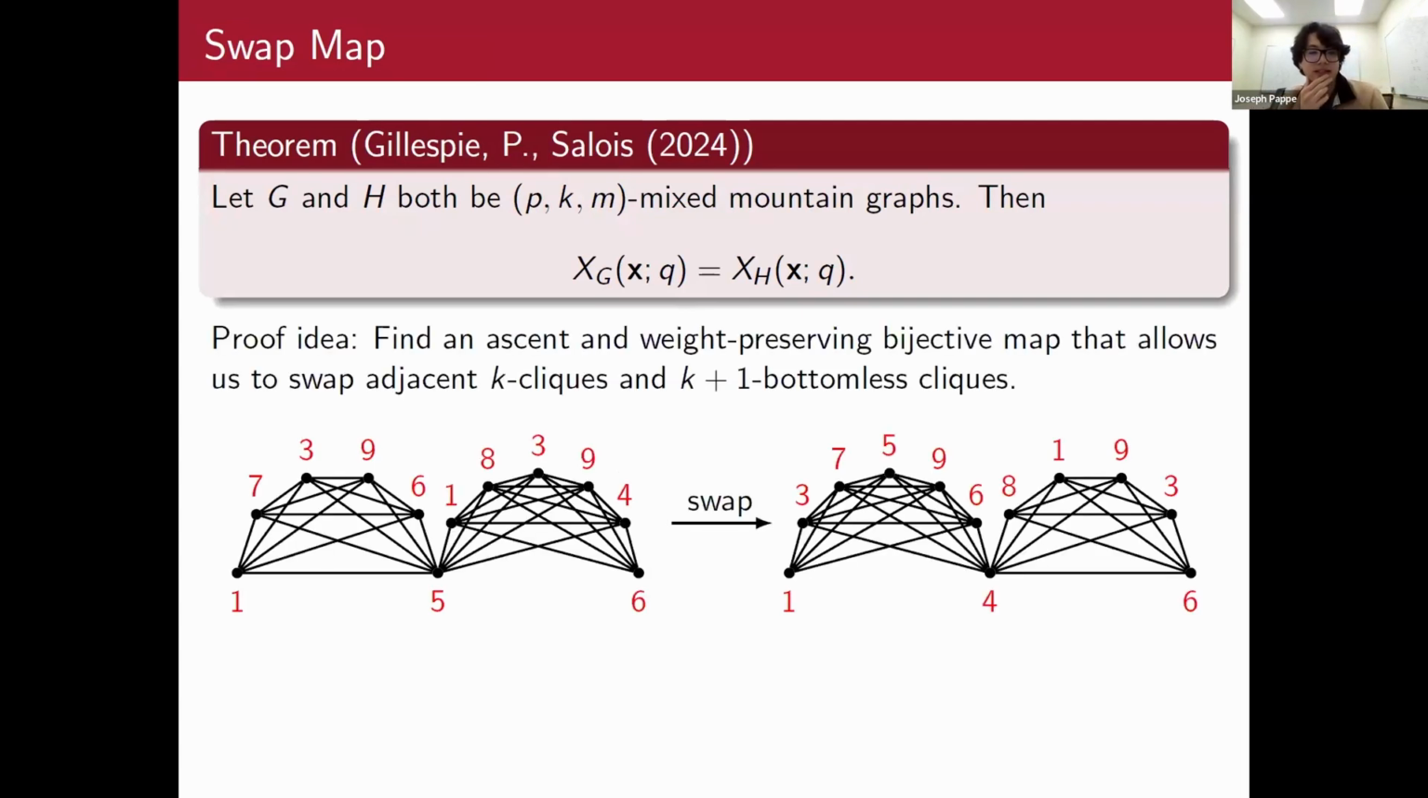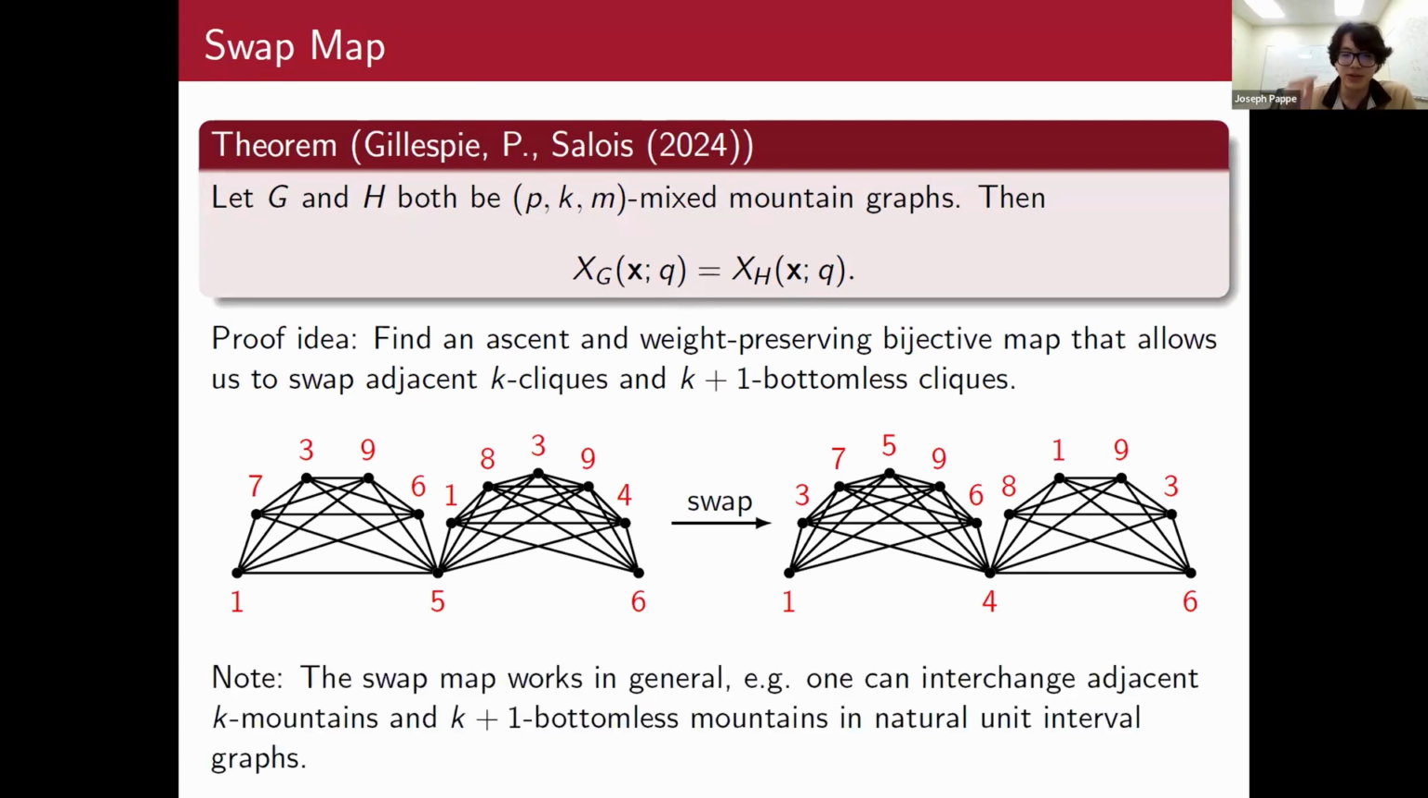And essentially the reason is that if you have a K mountain and a K plus one bottomless mountain right next to each other, we have this map that allows us to swap these two, which is ascent and weight preserving. And note that this map also works in the case of natural unit interval graphs. In other words, if you have a K mountain and a K plus one bottomless mountain in the natural unit interval graph, this map that we defined also works where we can swap them. So the position of the K mountains and the K plus one bottomless mountains doesn't matter.